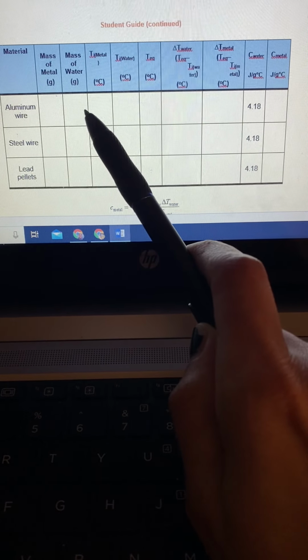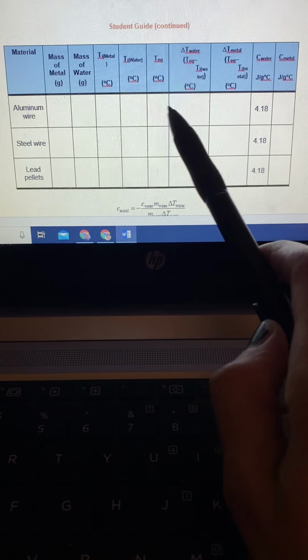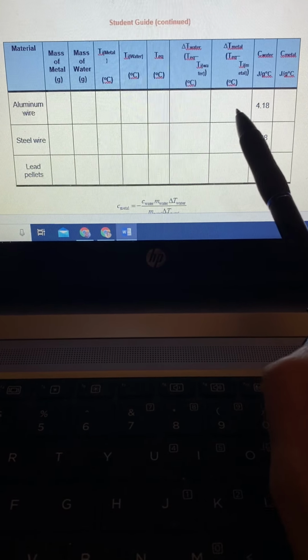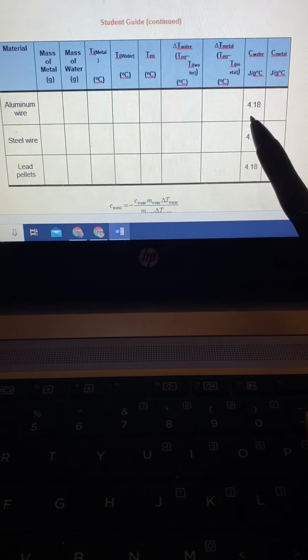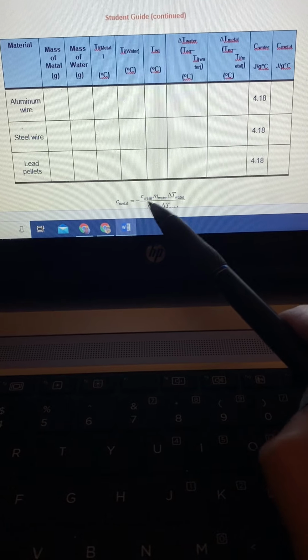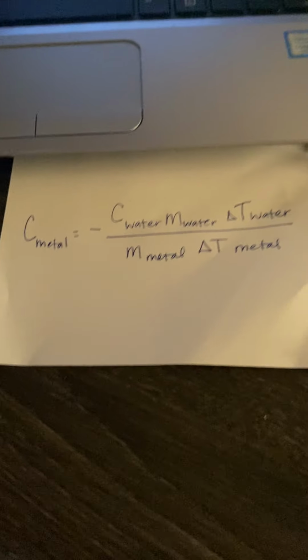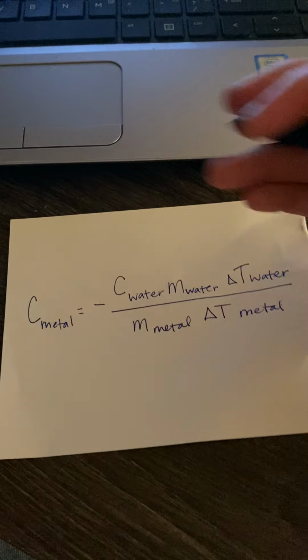So as you're going through and filling out these columns, I think you were okay with this. I think the trouble came, and then the specific heat of water is given. C of water is the specific heat of water. I think here is where you're having some trouble, with the specific heat of the metal. And if I'm wrong about that, just let me know. But for the specific heat of the metal, you're going to use this equation, which I've written right here, just so we can take a closer look at it. And it is not as difficult as it seems.